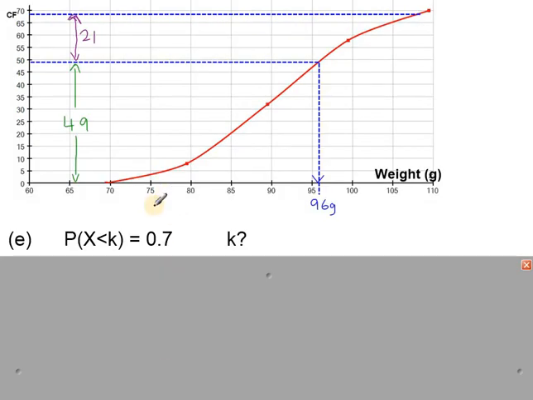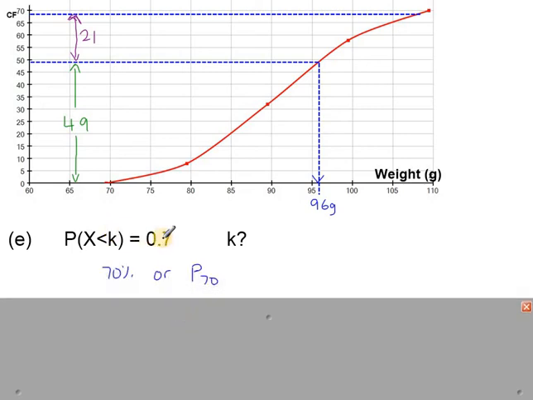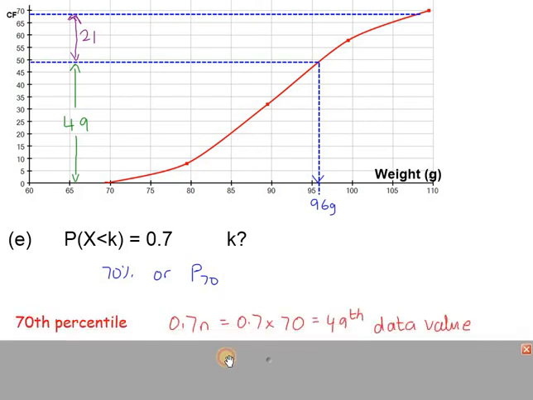Part E. So we're given the probability this time, and we have to work out this unknown data value. So 0.7 or 70% is actually the 70th percentile. The location of the 70th percentile is 0.7 times n. So 0.7 times, and n is the total number of data values that we have, which is 70. So we're looking for the 49th data value.